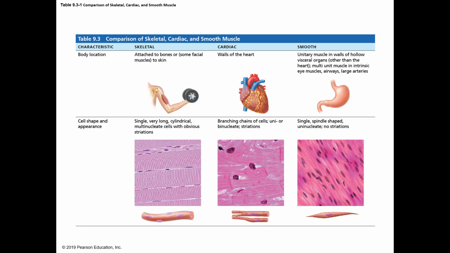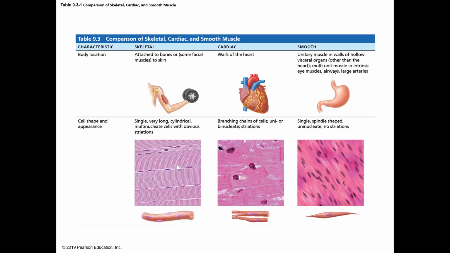Where do you find it? Attached to your bones. Cardiac muscle, you find within the walls of the heart. The function is to propel or push blood. Smooth muscle, most often you're going to find within the walls of an organ, where you're pushing a solid or a liquid through the organ.